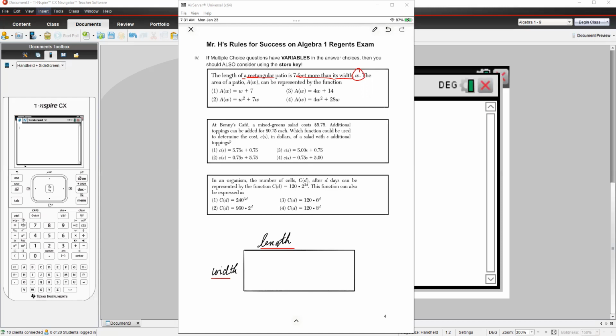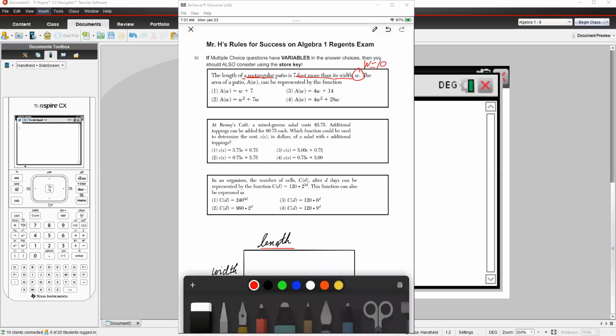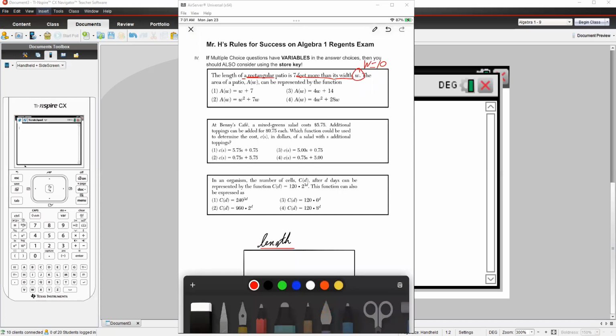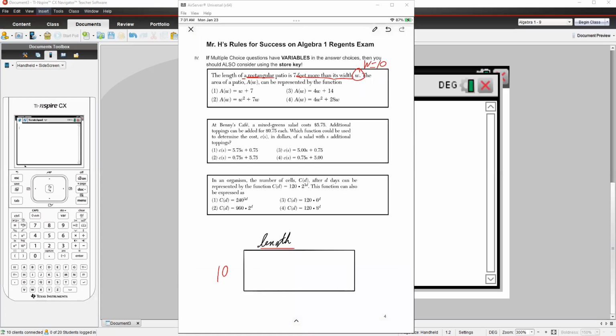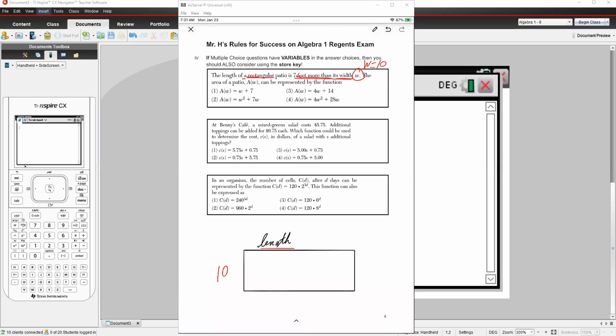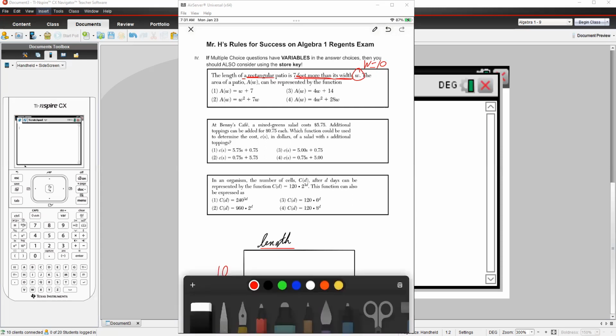So let's say that W is 10. Let's say the width is 10. We're going to put 10 for W. Now, they said the length is 7 feet more than the width. So if the width is 10, the length must be 17. Let me get rid of this stuff. Now up here, I'm just going to write 17.